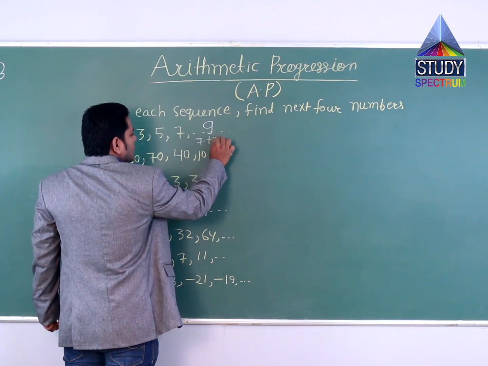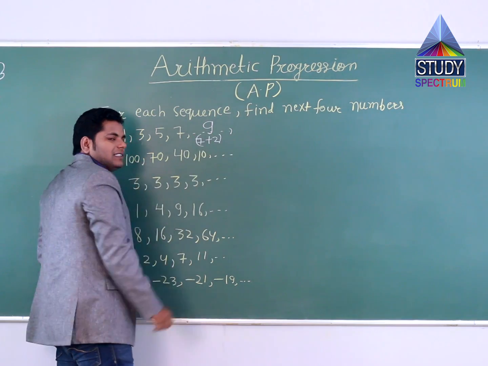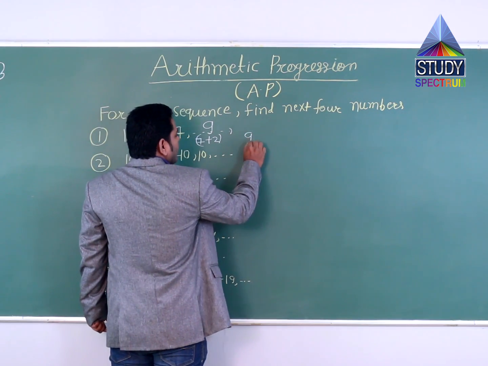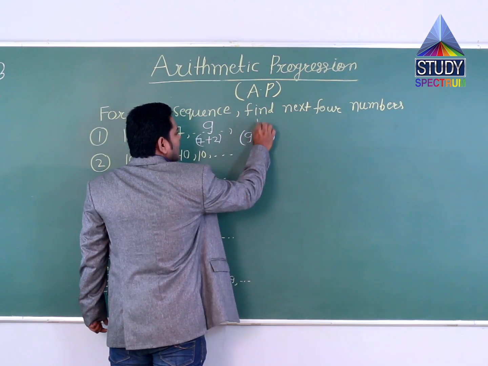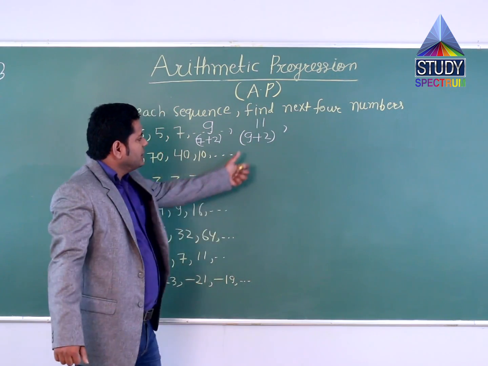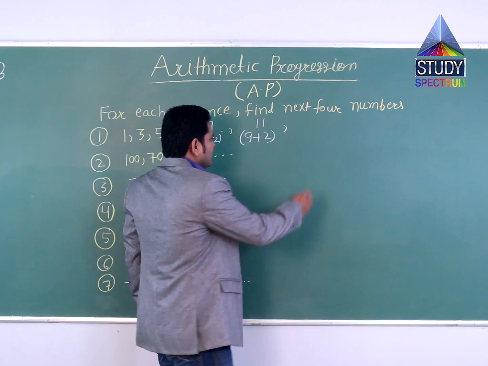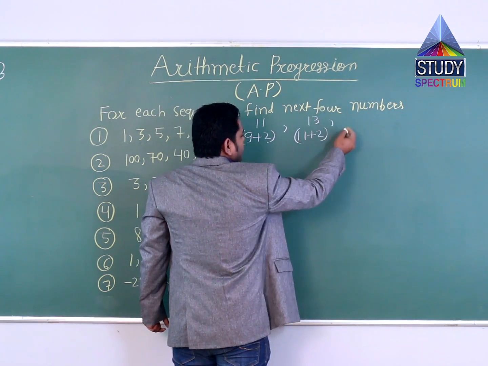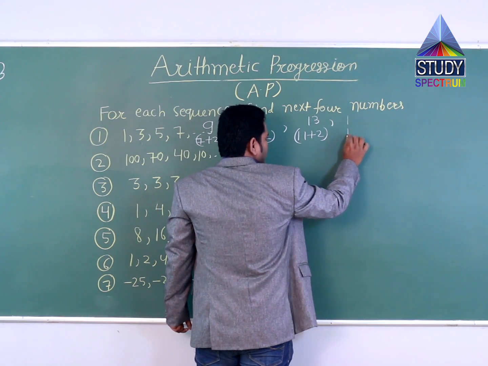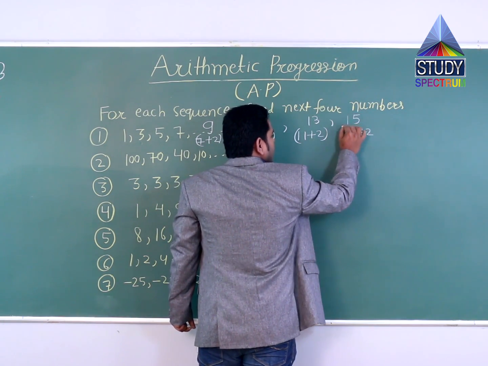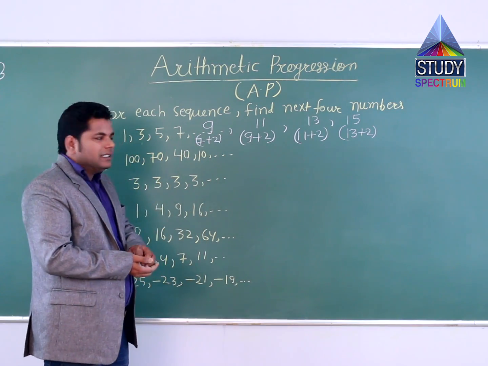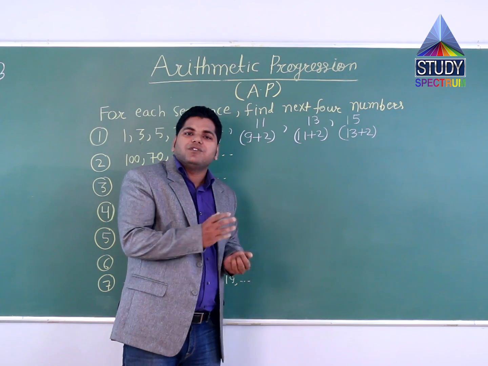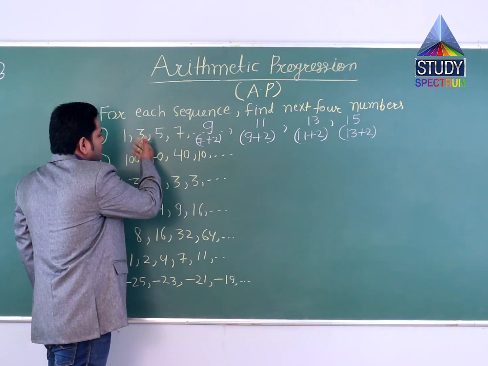7 plus 2. Okay, and what will be the next term? The next term will be 2 more than 9. So 9 plus 2, that is 11. And what will be the next term? 11 plus 2, that is 13. And what will be the next term? 13 plus 2, that is 15. In this question we have to guess the next 4 numbers. So 9, 11, 13, 15 are the next 4 numbers of the given sequence 1, 3, 5, 7.